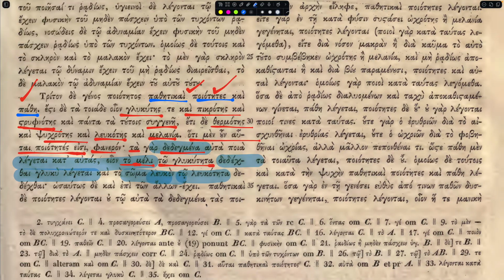Okay? The dekthai. Husautos dekai epiton alonechai. Alonechai. Pathetikai de poiotetas legontai. So this is going on to affective qualities again. We might finish here at this full stop.